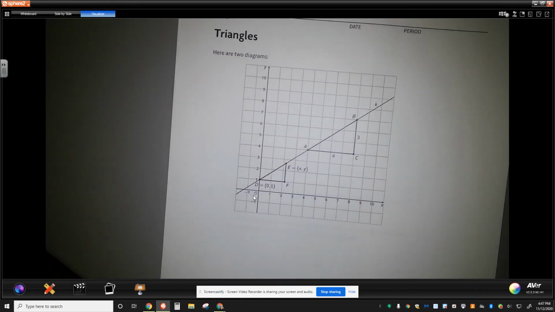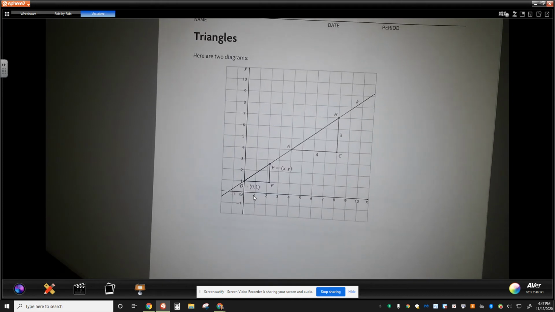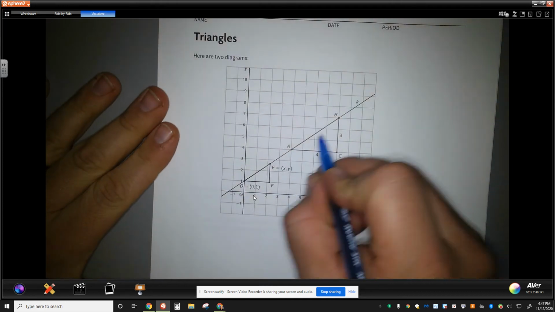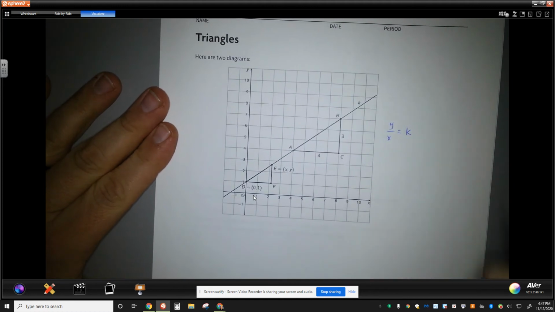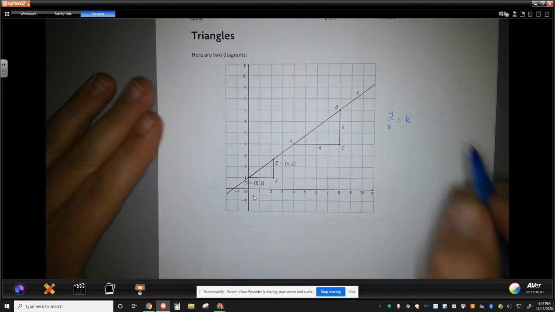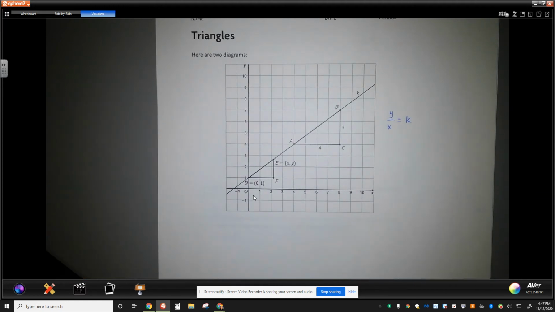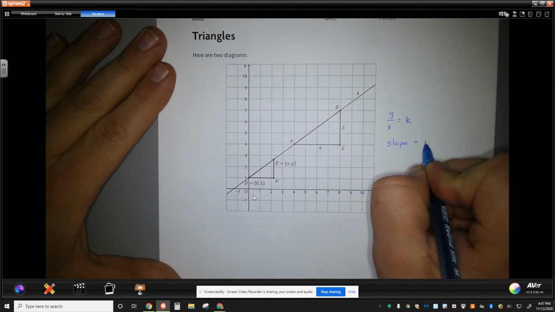Just like in our previous problem, we needed to know the slope or the constant rate. In this case, what we're after, we saw before, y divided by x equals k. So we can look at this and recognize that rather than k, we're going to be talking about slope. And so we're going to say slope is equal to m.